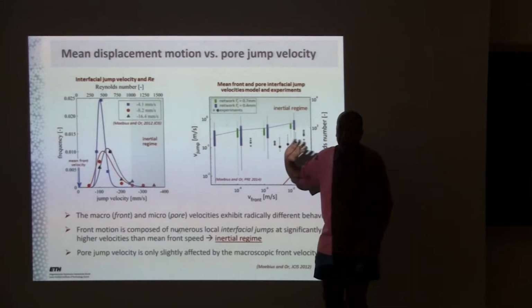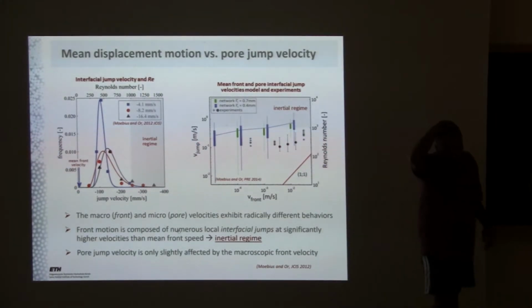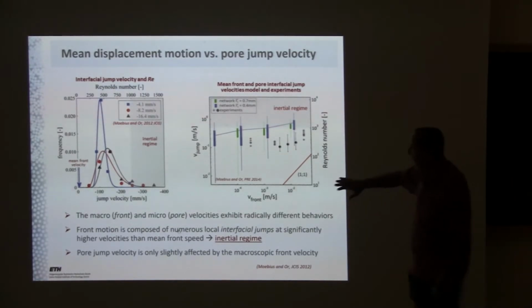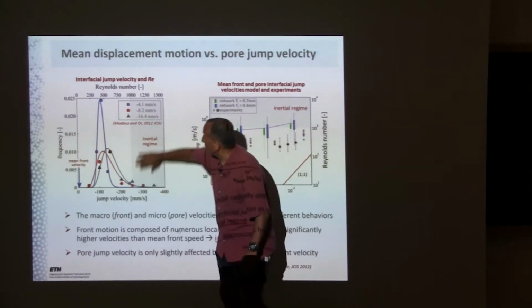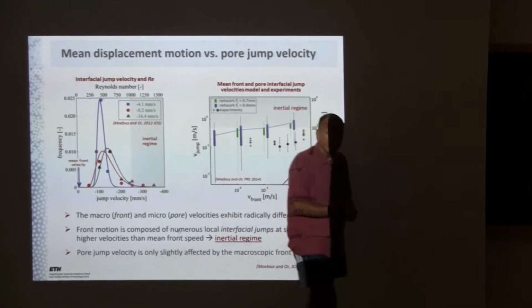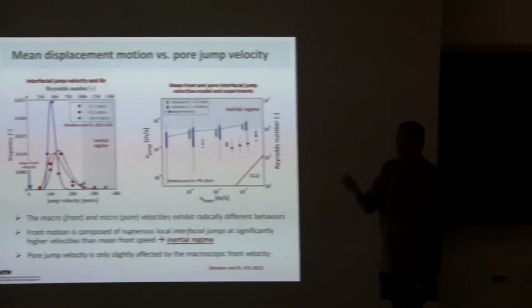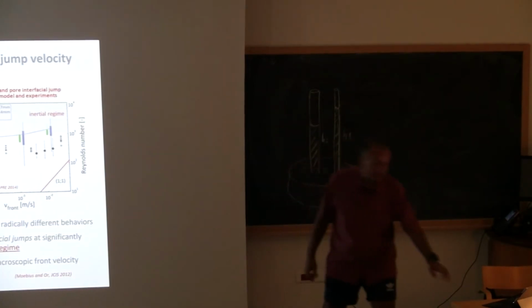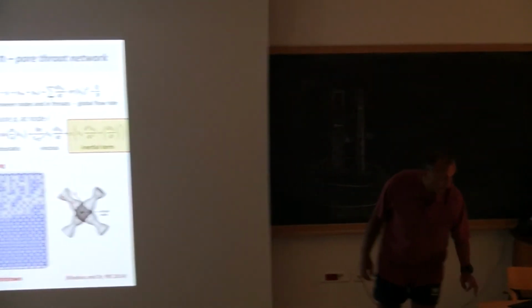So this has some ramifications about our representation of the processes in that front. There's nothing in the Buckingham-Darcy or other representations to account for these jumps that, in some cases, easily enter into the inertial regime. So the energy dissipation and so on and so forth are not very well described by our standard models.